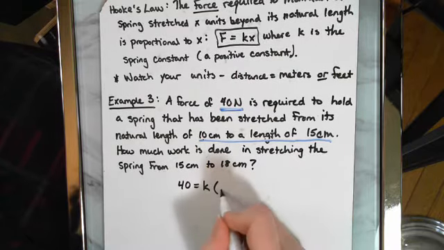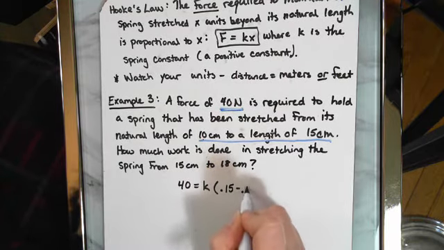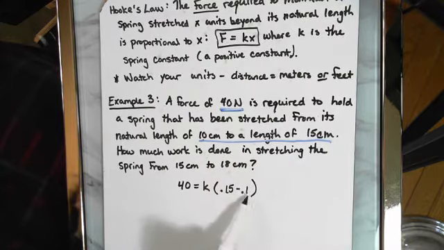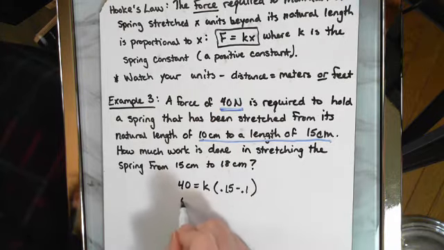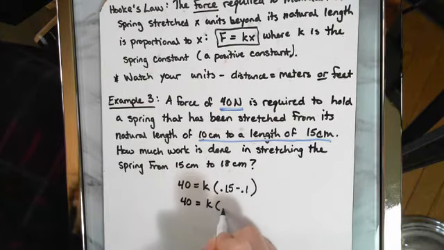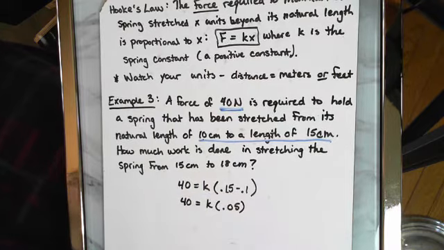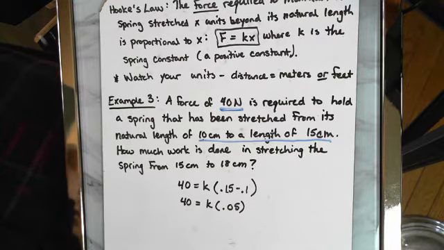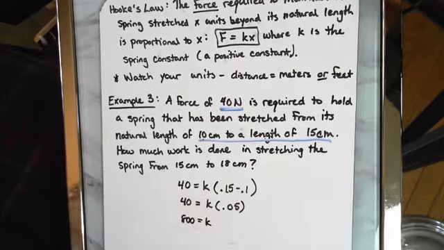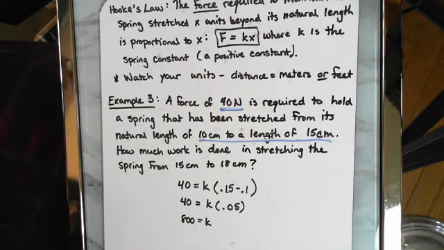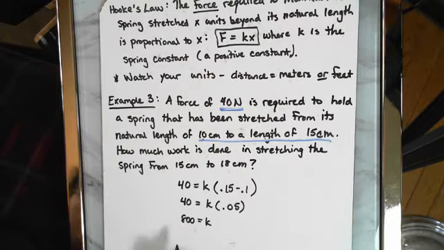So I get 0.15 minus 0.1. Okay, so this is how many meters it is. Okay, so this is 0.05. So I have 40 equals k times 0.05. And now I just have to divide to get that value. So on my trusty calculator, I have 40 divided by 0.05, which is 800. So k is 800.